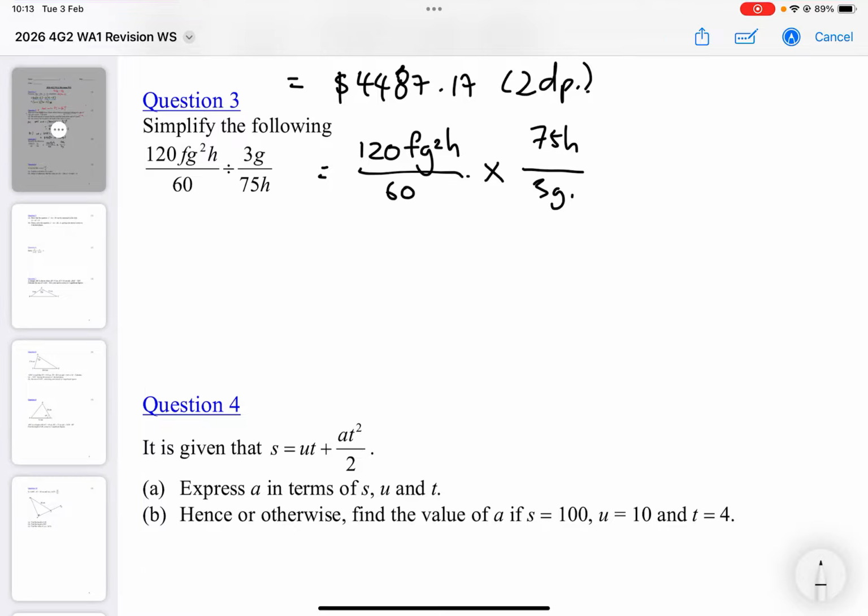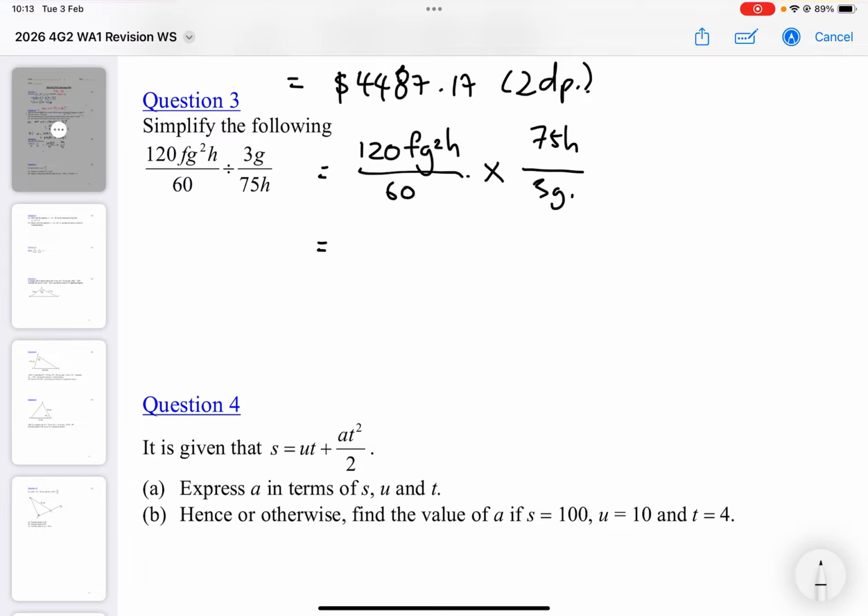Okay, then after that I look for common factors to cancel. We can only cancel when they are multiplication. So in this case, the first fraction is numerator 120 multiply f multiply g squared multiply h. Then the denominator is 60 by itself. The second fraction is numerator 75 times h. Then the denominator is 3 times g. So all these are multiplications, so we can cancel.